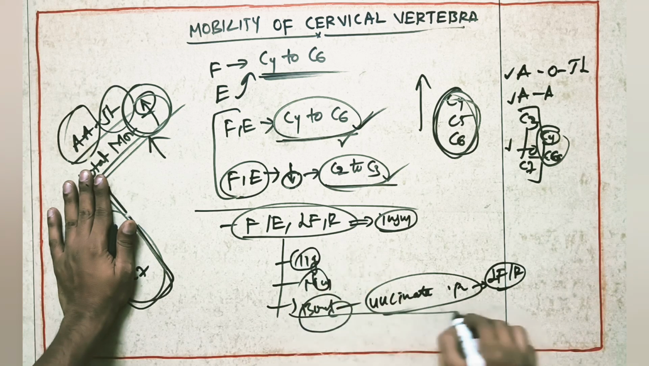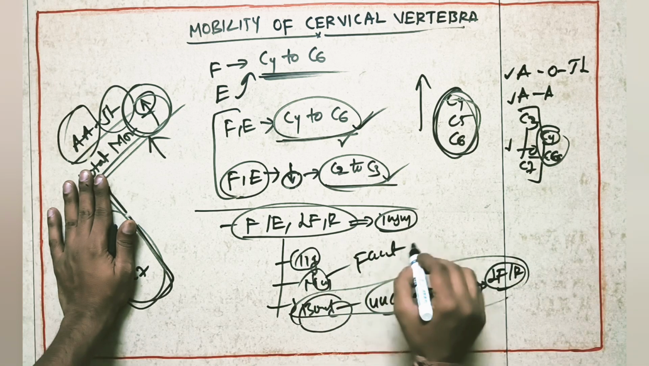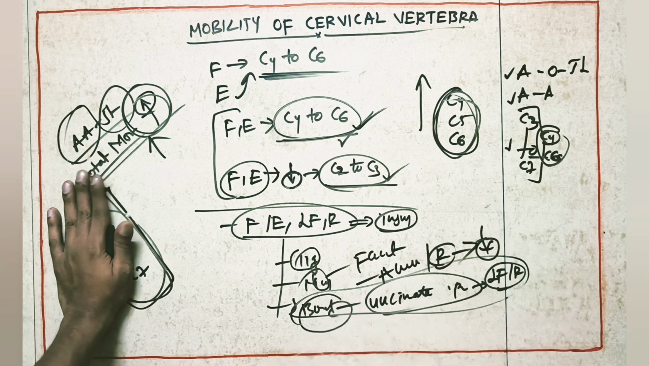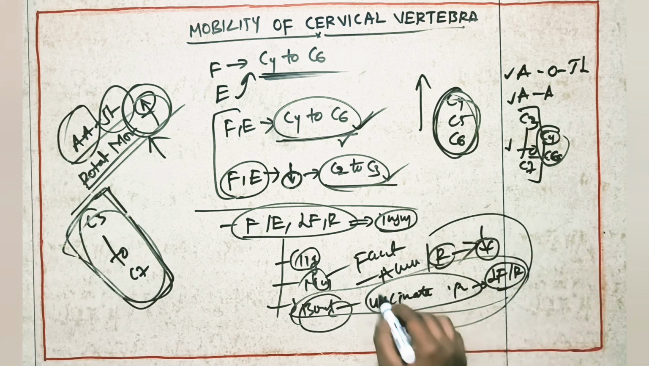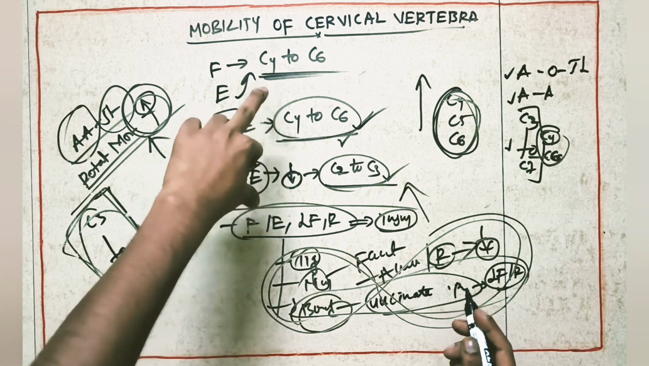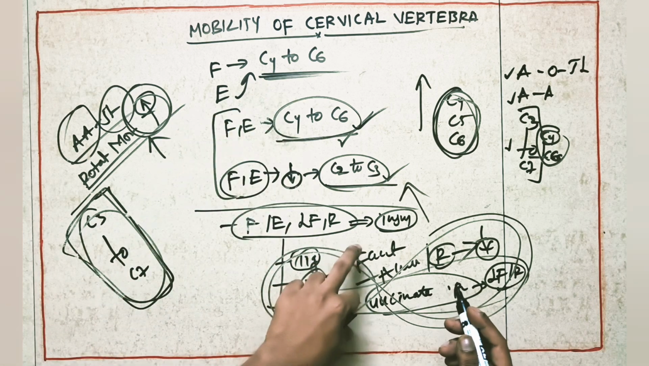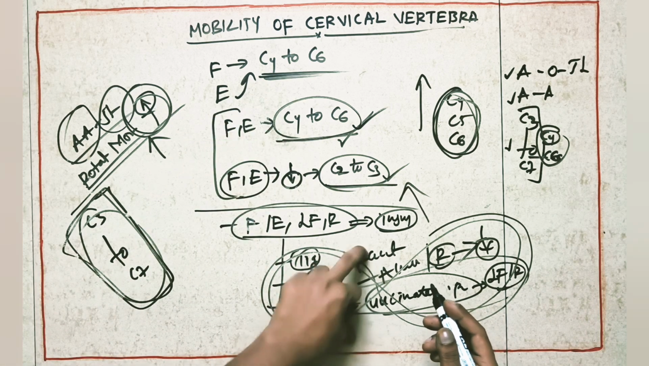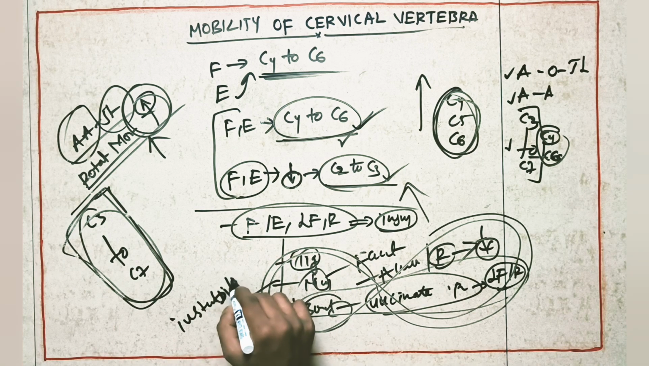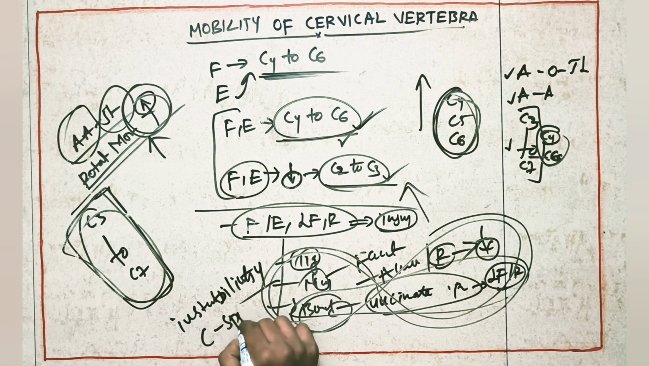So ligaments, muscles, bony prominences, facet joints, and the annulus fibrosus, which helps in the rotation and at the same time prevents the rotation. All these structures have to help the movements when the patient is moving. If these structures are not in normal anatomical structure and function, then it is going to lead to instability of the cervical spine. So this is about the movements, the mobility of the cervical spine.